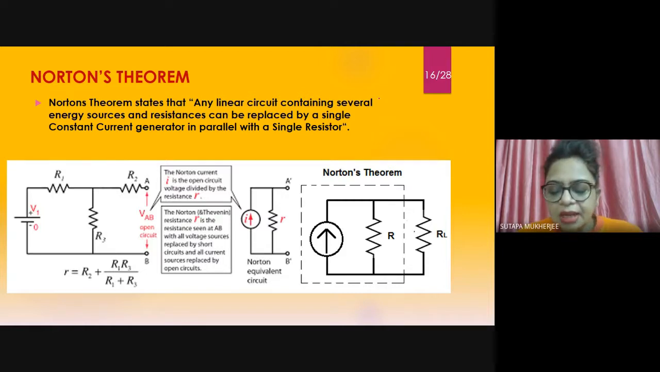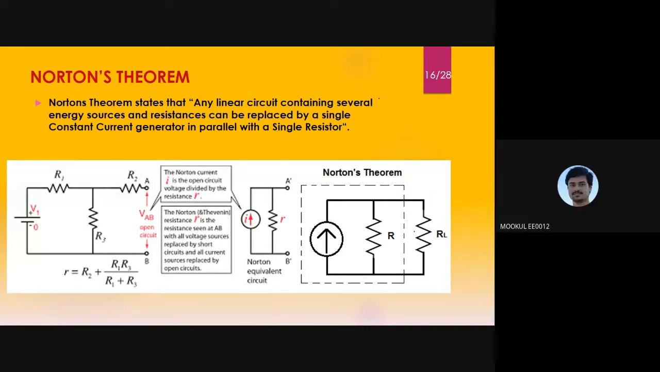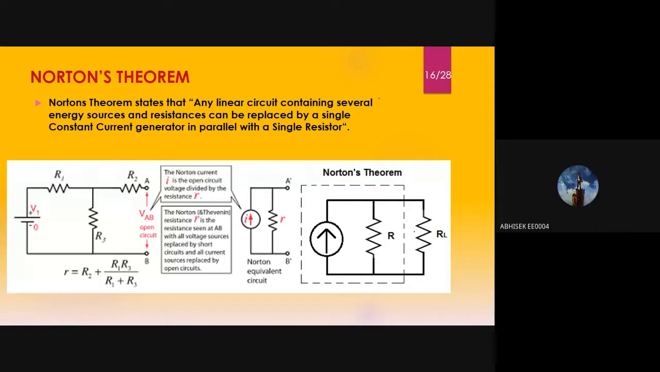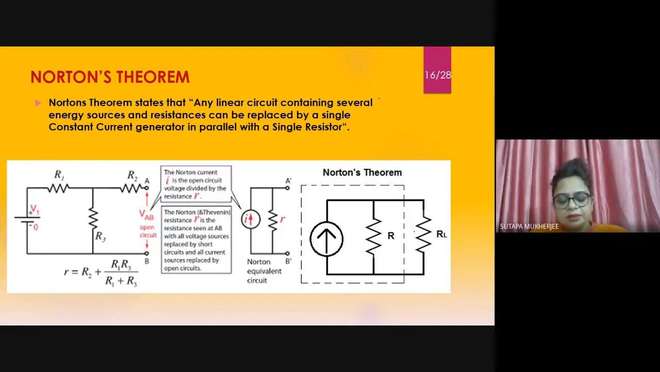Is it clear? I think you have studied it in the first year class. How can you determine VThevenin and RThevenin? Am I right? Yes ma'am. So now come to Norton's theorem. Abhishek, can you explain Norton's theorem like Thevenin's theorem? And can you say the dual, the comparison of Norton's and Thevenin's? Abhishek, please explain. Ma'am, I cannot do it now. Anybody except Abhishek?